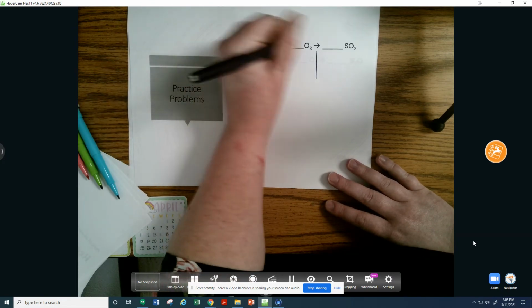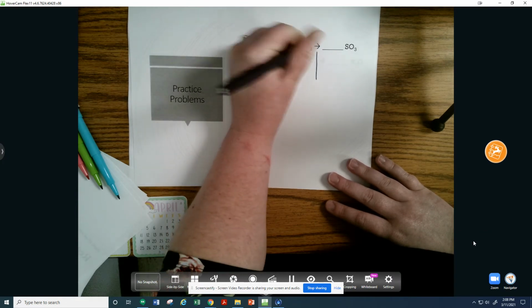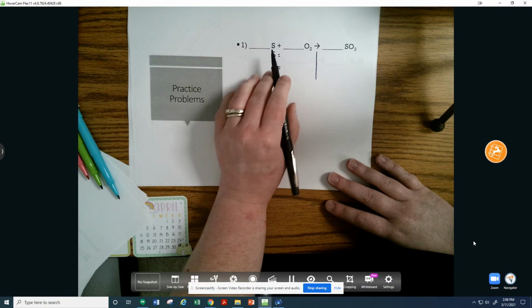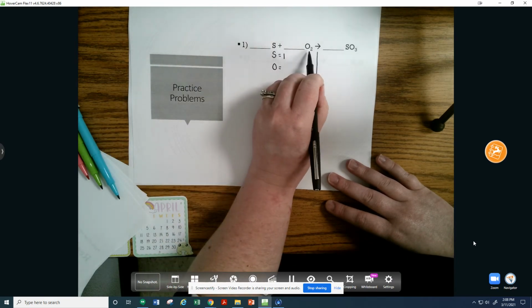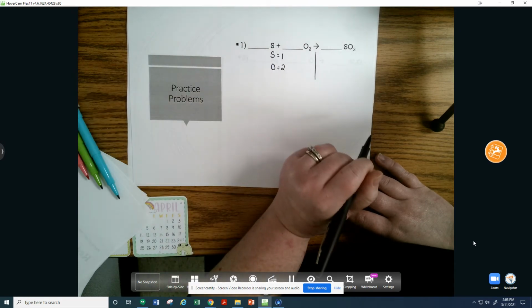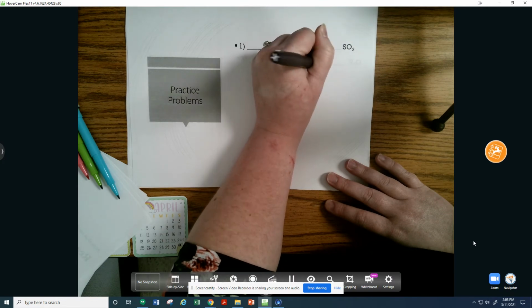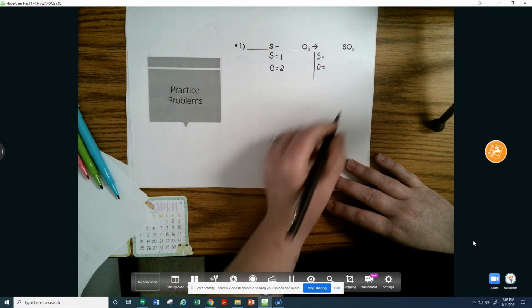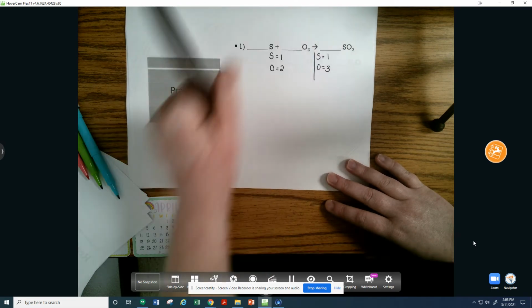So we have 2 things in our reaction, sulfur and oxygen. When I look at the reactant side, because there's no subscript here, I have 1 sulfur. However, I have a subscript on my oxygen, I have 2. I'm going to take an inventory of the product side, doing the same thing, listing them in the same order as the reactant side. So on the product side, I have 1 sulfur and I have 3 oxygen.